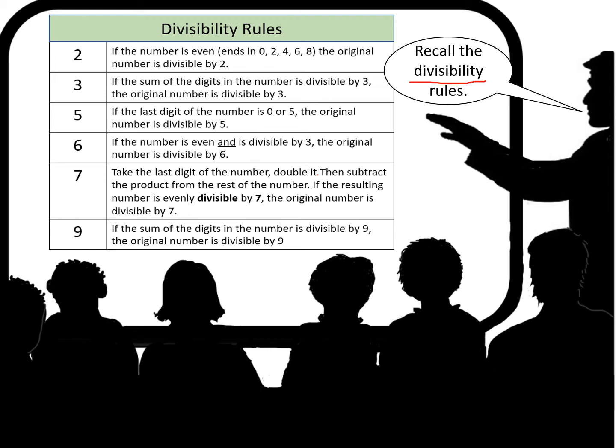Alright, so just read these over. You're probably most familiar off the top of your head with if a number is divisible by 2, it's an even number. If a number is divisible by 5, it ends in 5 or 0. Some of these other ones take a little more thought, and it's really easiest if you have these printed out so that you can follow along.